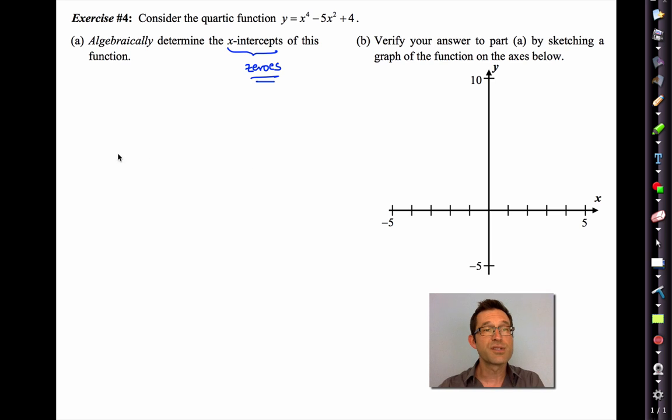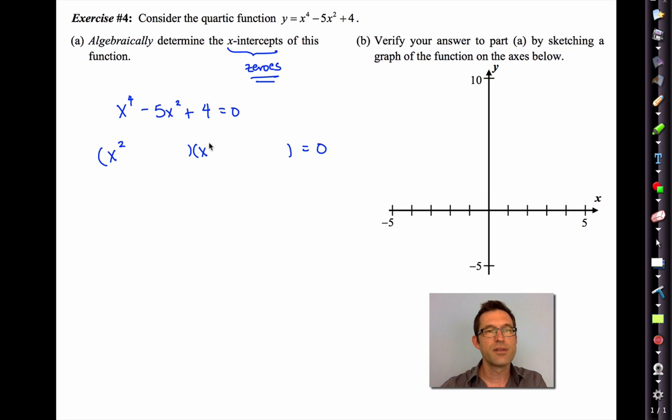Okay, well, let's do it. We have x to the fourth minus 5x squared plus 4 equals 0. Well, again, can't use the quadratic formula, or could we? Anyway, let's just pretend we can't use the quadratic formula. There is a way to do it. We have to factor this.